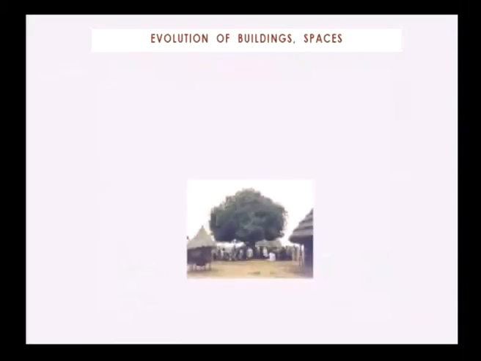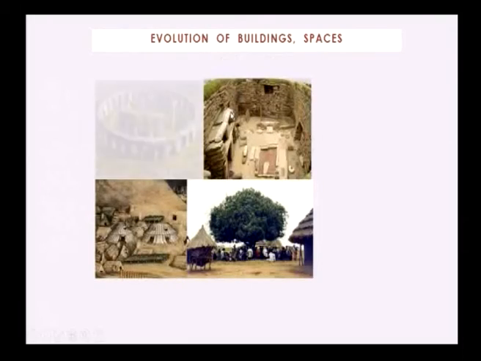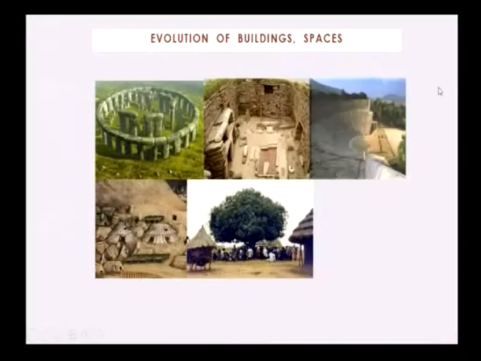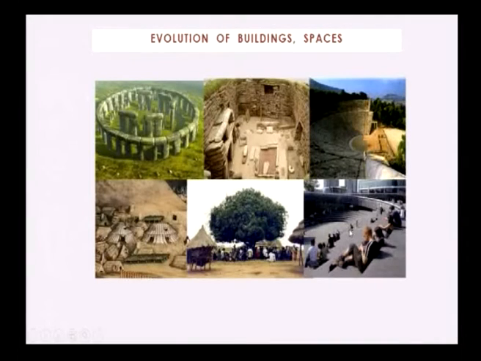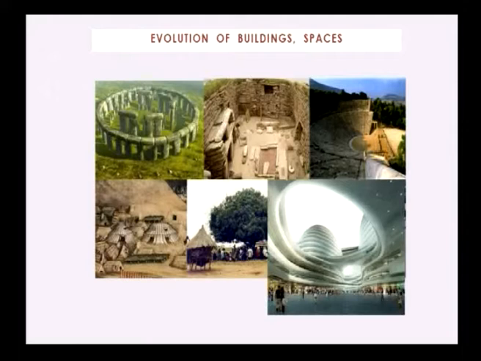Now, evolution of spaces. For example, community space. It was initially just a space where the community gathered under a tree, or an open space surrounded by huts, to an enclosed space. Then later more functions were added to the space, like religion and recreation. Now we have community spaces where the public gathers, and it even includes shopping malls with their public atriums.